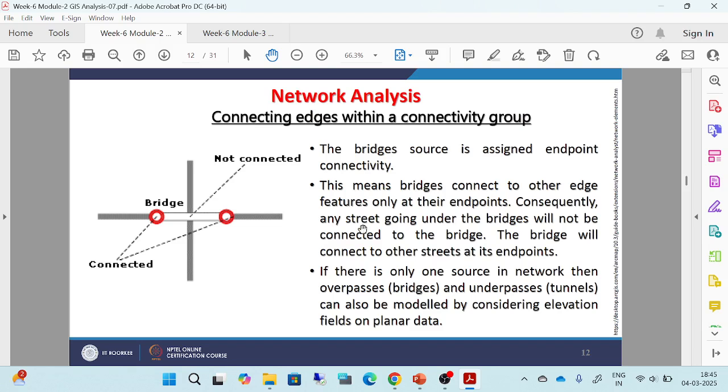So this is an example related to bridges. Here there is one bridge and there is another bridge. One is going like this and there is another, but there is no connection existing between them. When that connection is not there, it might be a bit difficult. So the bridges source is assigned endpoint connectivity, and these are created by using endpoints.